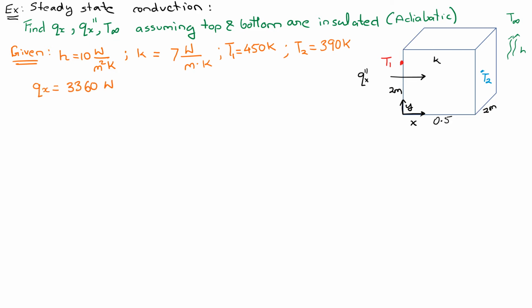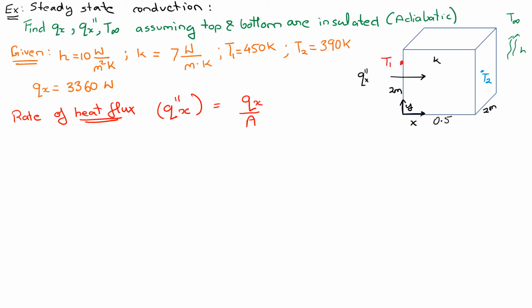Okay, so the next thing that we have to calculate is the rate of heat flux. Now, in our previous video, we saw that heat flux, denoted by q double prime x, is nothing but the heat transfer rate divided by the area, and the area is perpendicular to the flow of heat.